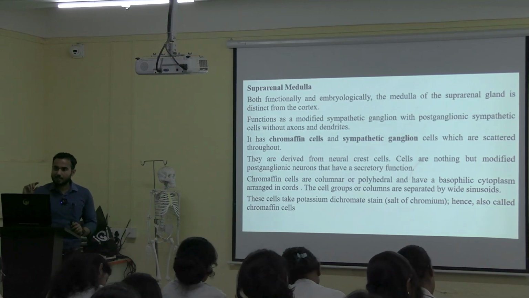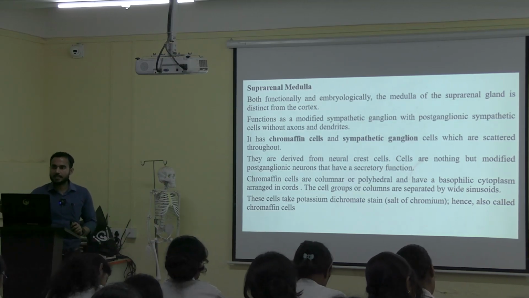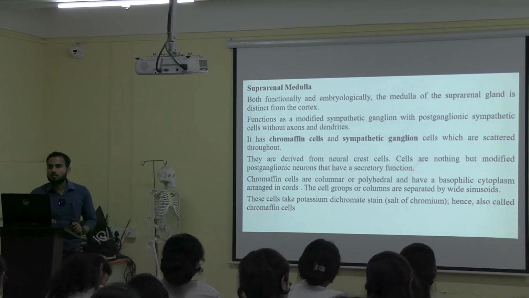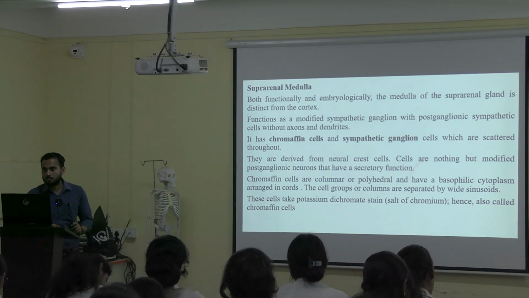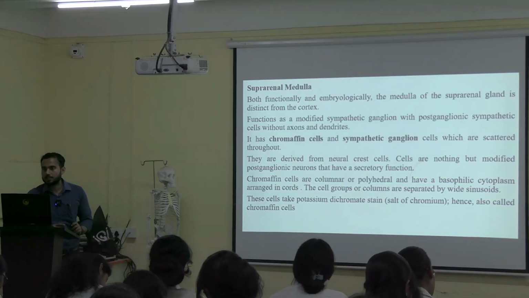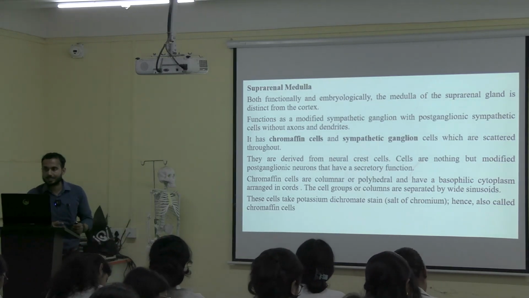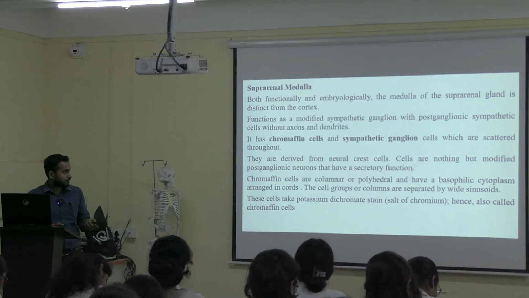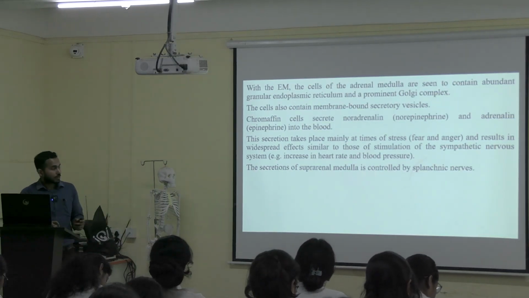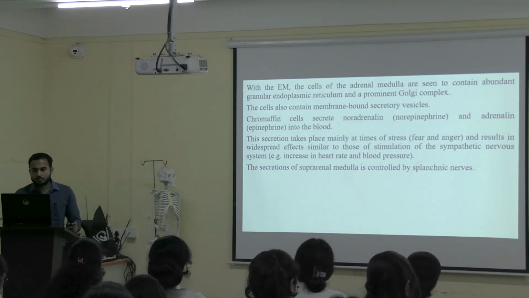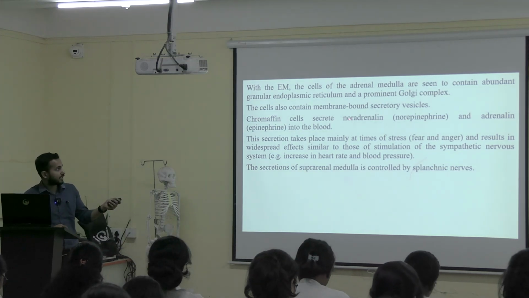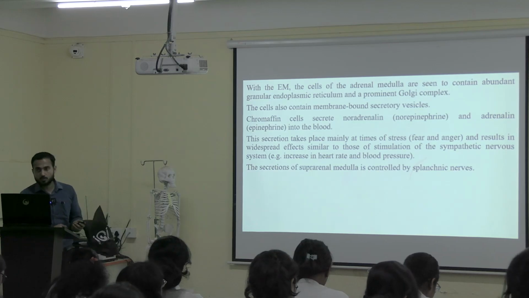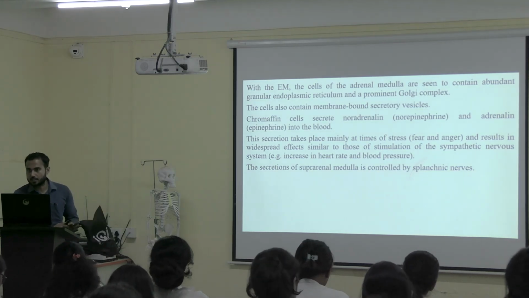While using that dye, the chromaffin cells appear brown in color. That's why they are called chromaffin cells, because they take up this dye. Now, what is the function of these chromaffin cells? They secrete noradrenaline and adrenaline into the blood. I hope you know the function of adrenaline and noradrenaline.